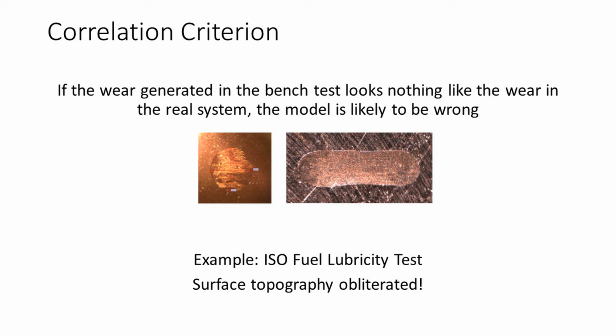The most important criterion for correlation between model test and actual application is that the test should reproduce the wear and/or failure mechanism of the real application. We really need some common sense here. If the wear generated in the bench test looks nothing like the wear in the real system, the model is wrong.